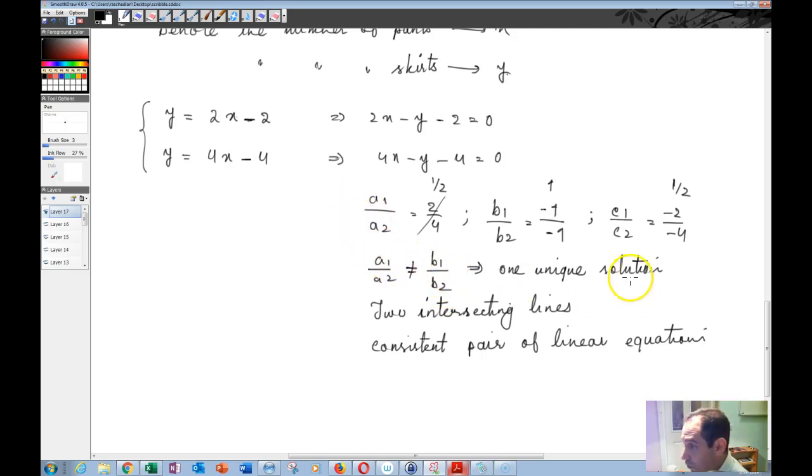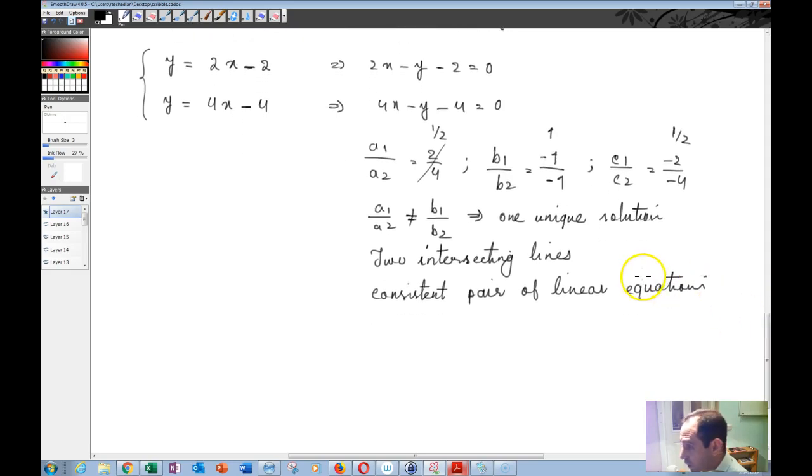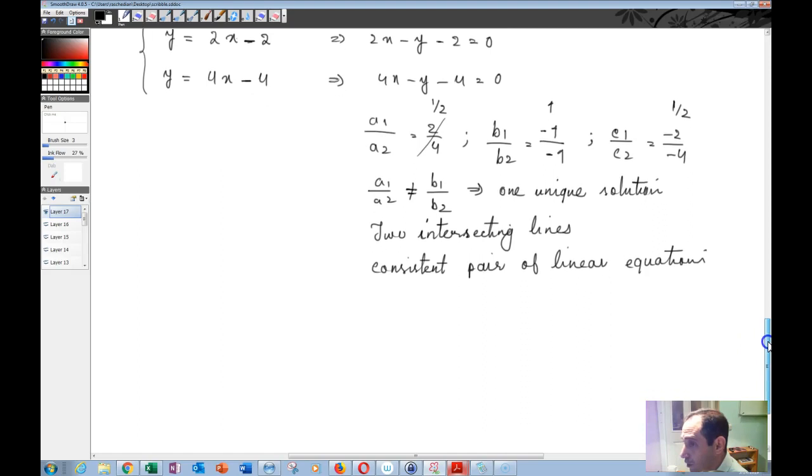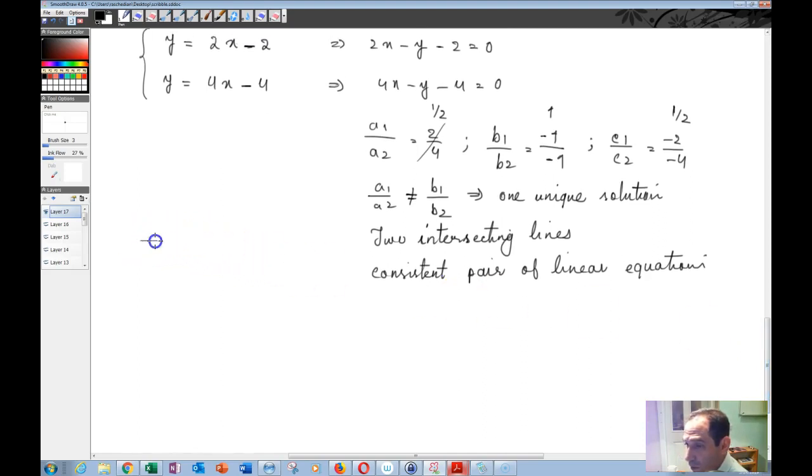Okay, so now, to solve the problem geometrically, let me write this down here. You know that over here you have y is equal to 2x minus 2, so that means your y-intercept is -2. That's one point, and the slope of the line is 2.